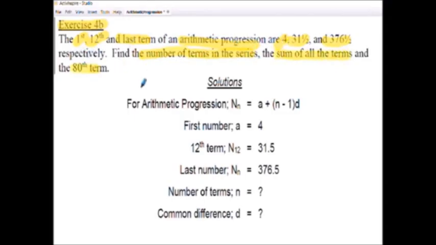So from the arithmetic progression formula, Nn is equal to a plus n minus 1 times d. We know that a is equal to 4, the first term. The 12th term, N12, is equal to 31.5, and the last term, Nn, we don't know how many terms are in the series, so Nn is equal to 376.5. We have to find the value of little n, and we have to find the common difference d.